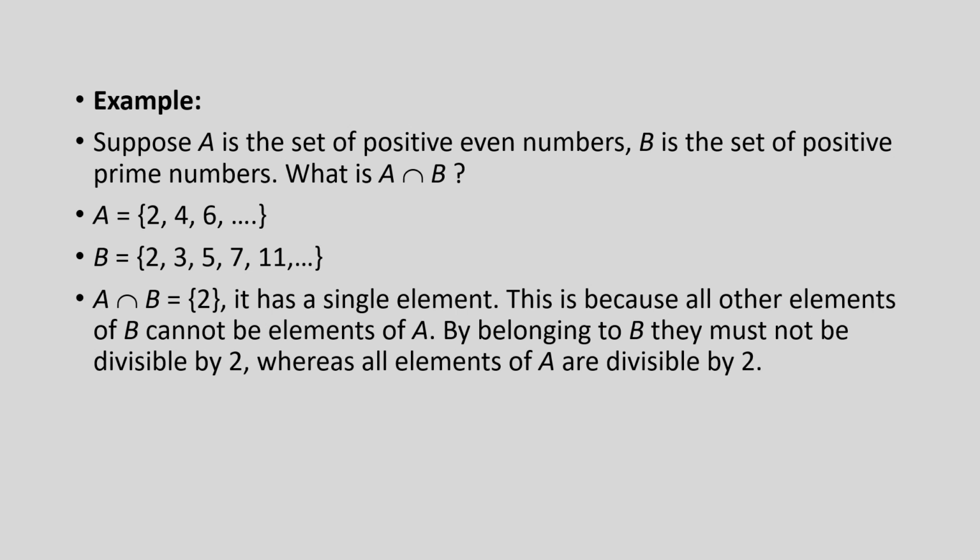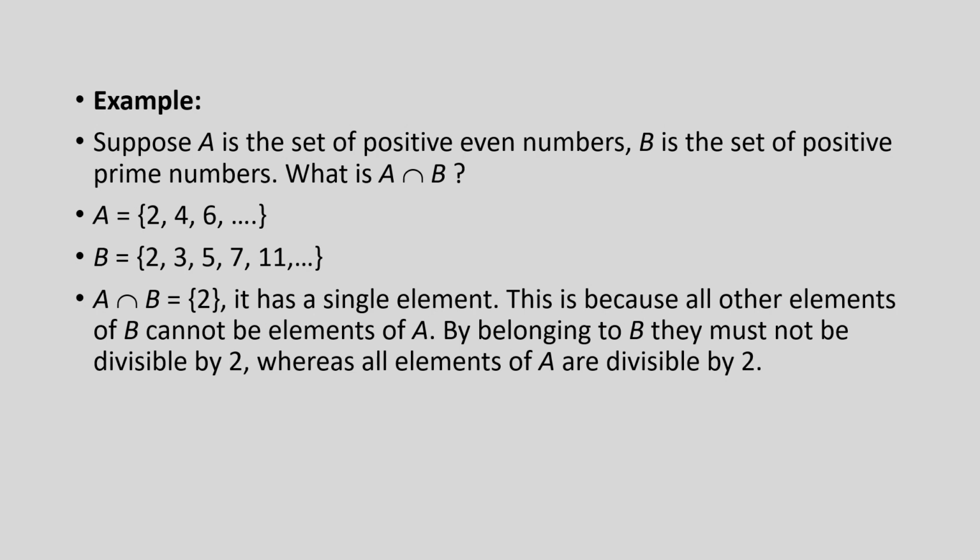So, here A will be the set of positive even numbers. So, it will be 2, 4, 6, 8, 10, and so on. And B, the set of prime numbers: 2, 3, 5, 7, 11, 13, 17, 19, it will go on like that. So, what is the A intersection B?